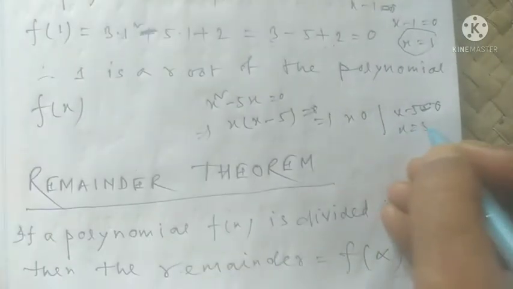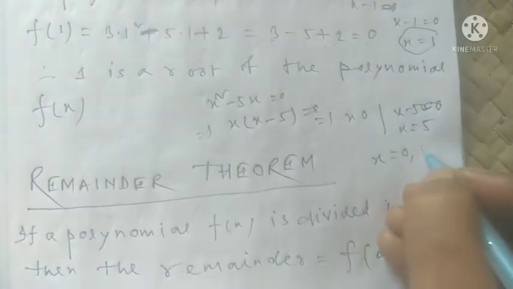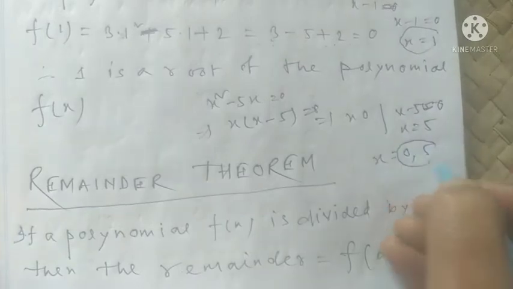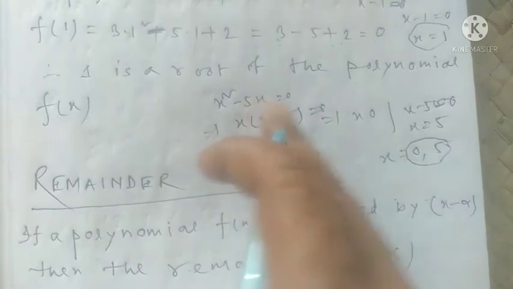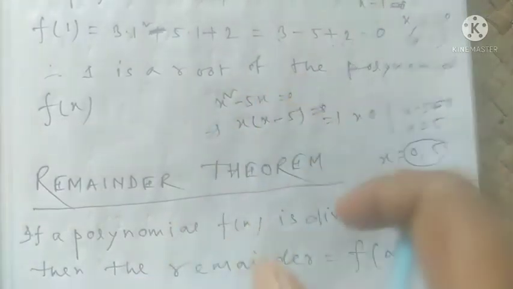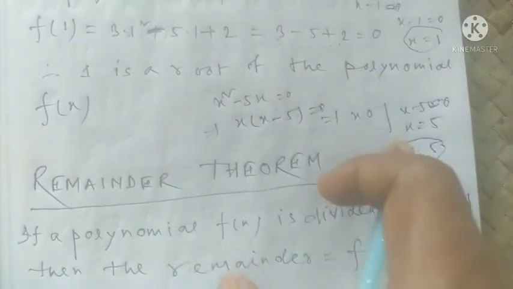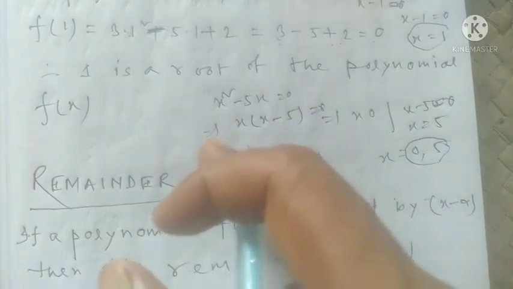That means x equal to 5. So x equal to 0 and 5. And 0 and 5 are the roots of this equation. This is the root of the equation, that means the root of the polynomial. Clear? I think you are confused about this root of a polynomial.